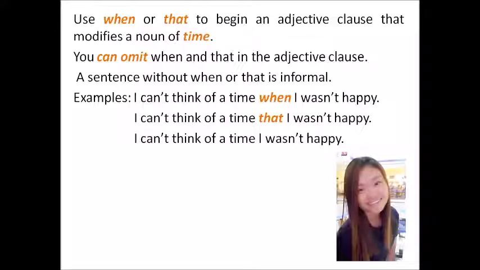Next, you can omit when and that in the adjective clause. A sentence without when or that is informal. For example, I can't think of a time I wasn't happy.